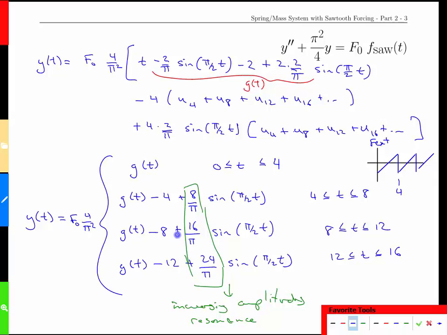Again, this will be a bit clearer if we see the analysis through a modeling or simulation. It'll help tie this math to what the actual spring mass system is doing.